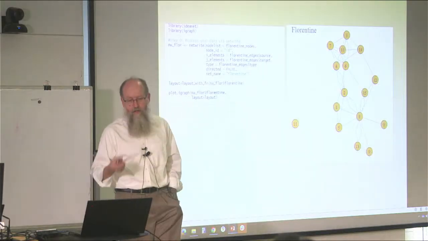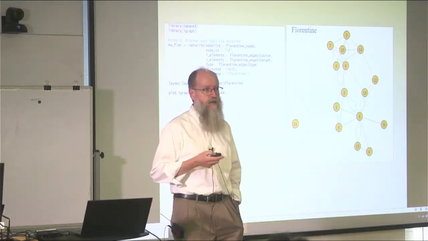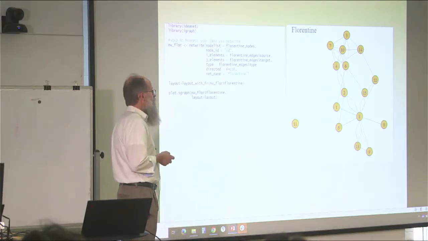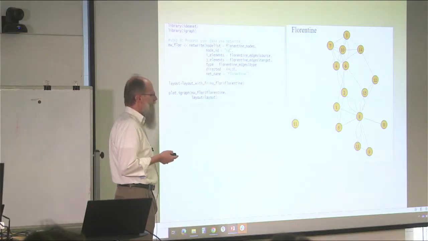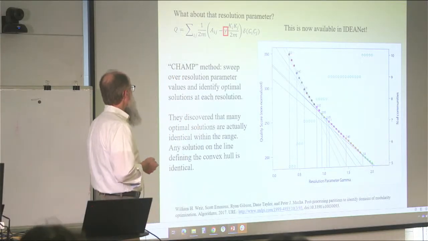So we need an alternative solution to this. And the solution is called CHAMP. CHAMP is an algorithm that Peter Mucha and his colleagues have come up with that allows us to post-process the partitions of the network to identify where the groups are.